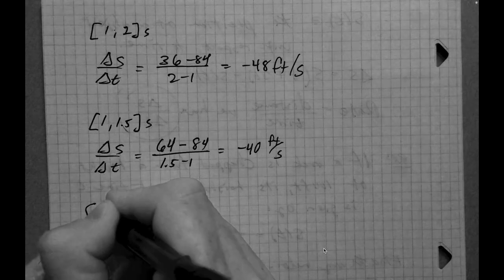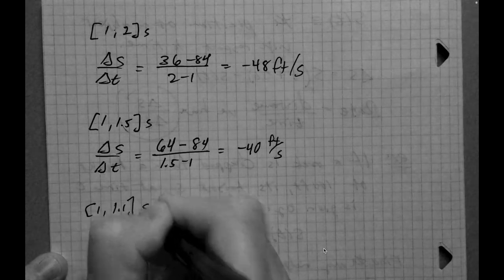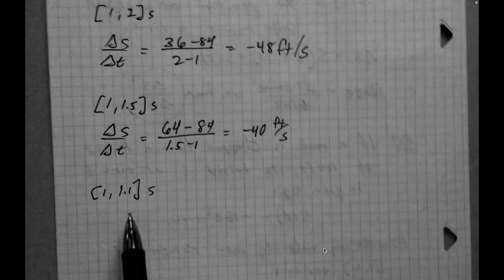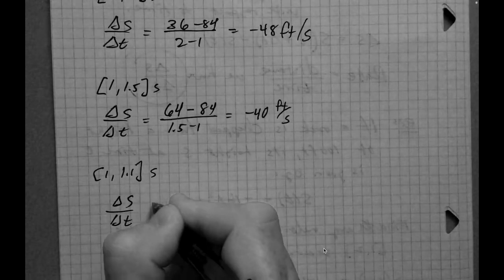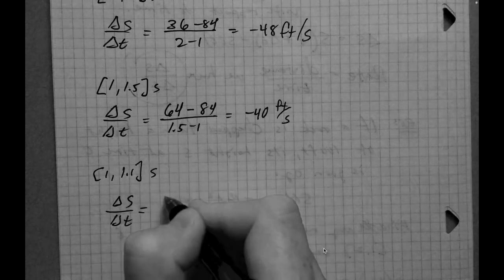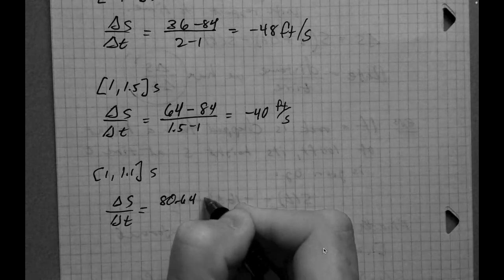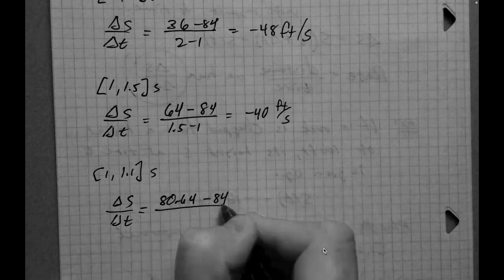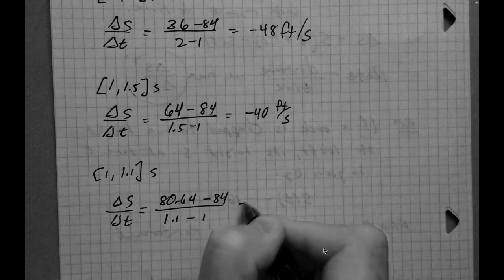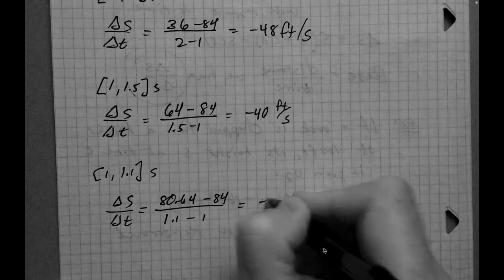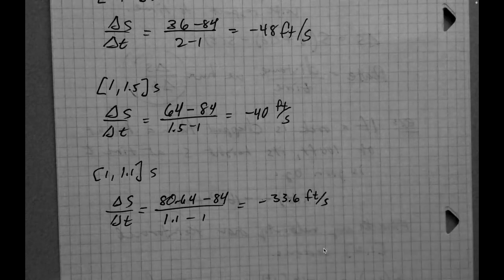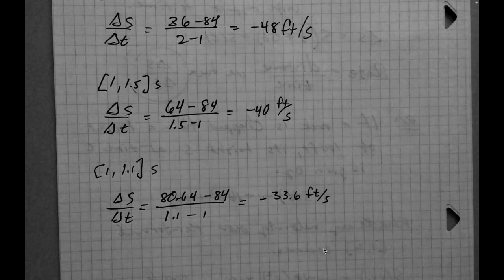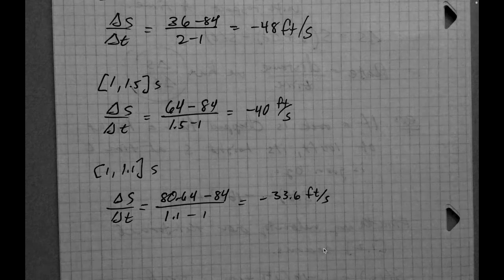What about the really small fraction, 1.1 seconds? Between 1 and 1.1, so only 1/10 of a second. What does the delta look like there? Well, it's 80.64 minus 84 divided by 1.1 minus 1. And when you do this, you get negative 33.6 feet per second. Okay, so over that really tiny interval, the average velocity was negative 33.6 feet per second.